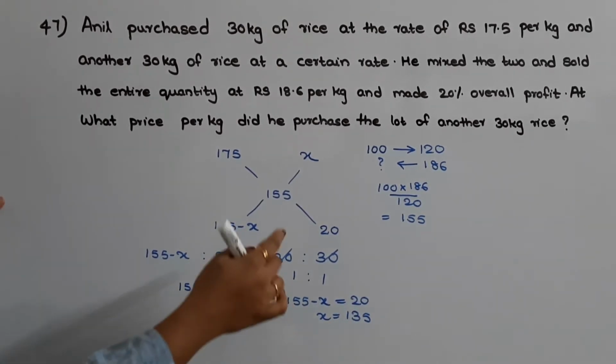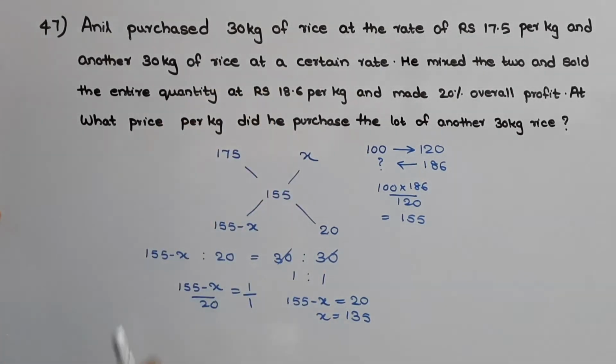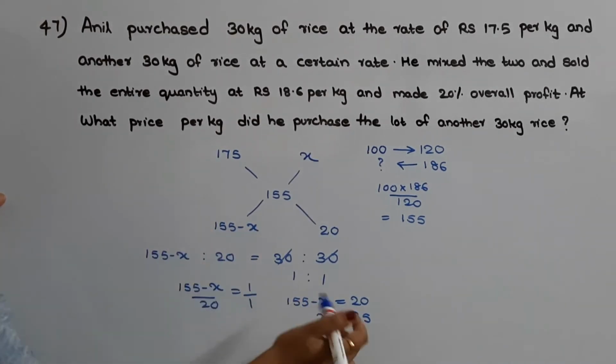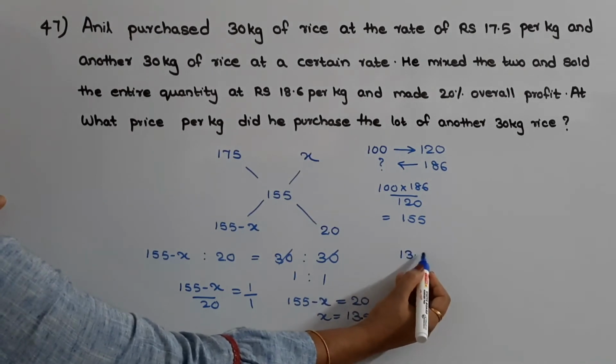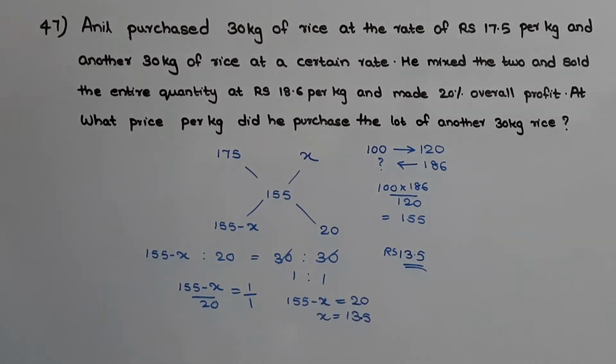Okay, so this will be the cost of the rice of another lot. Okay, but we have neglected the decimal point, so here we need to consider the decimal point. So 13.5 rupees is the cost of the another lot of 30 kg rice. So this is the answer.